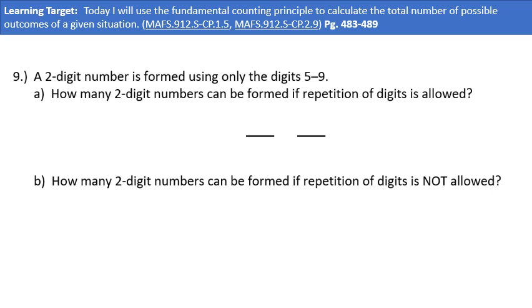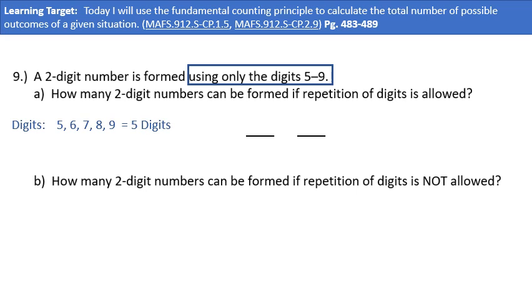Okay, so how many digits do I have to choose from? Well, they tell me I can only use the numbers 5 through 9: 5, 6, 7, 8, 9. That's a total of 5 different digits. So I only have 5 different numbers to choose from. When I go to put my first number down, I'm going to put 5 options because there's 5 digits I have to choose from.